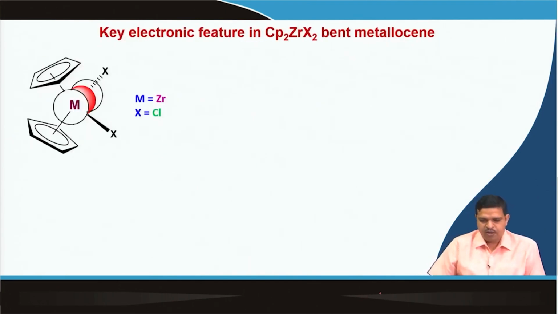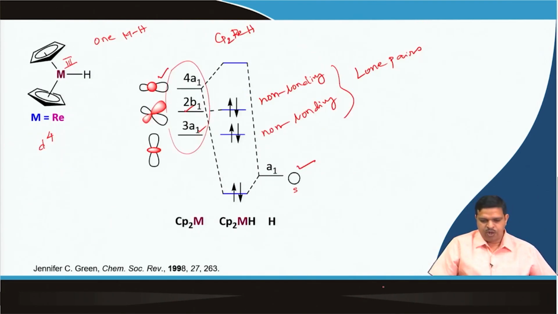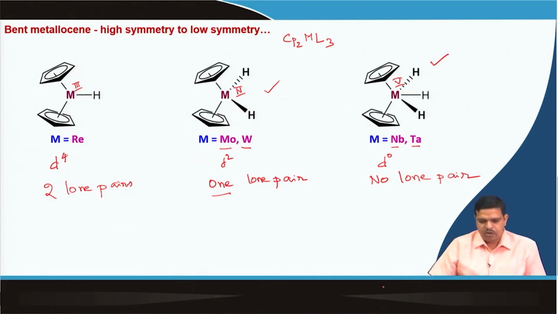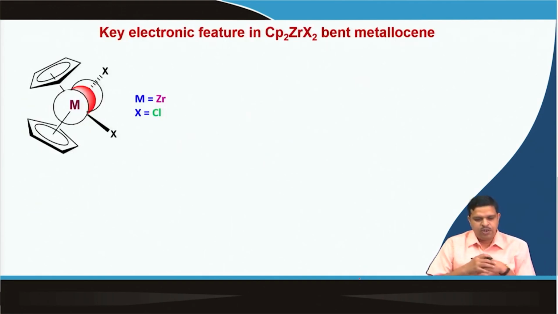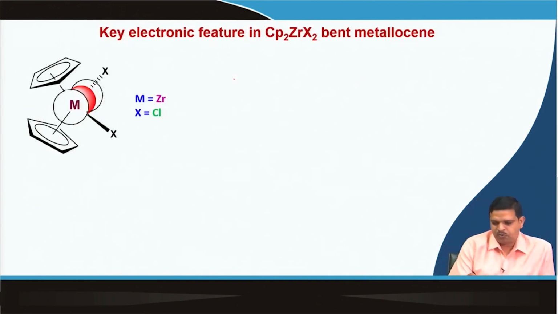What we have done so far is try to understand a series of bent metallocenes where we increased the number of metal-ligand bonds, here metal-hydrogen, from one to three, with of course different metal centers. Now, with this knowledge, we will try to understand what the scenario will be for ZrCp2, because this is our main interest.